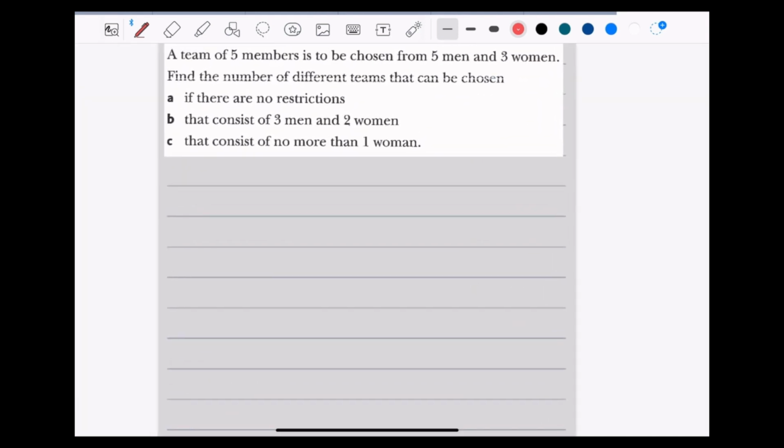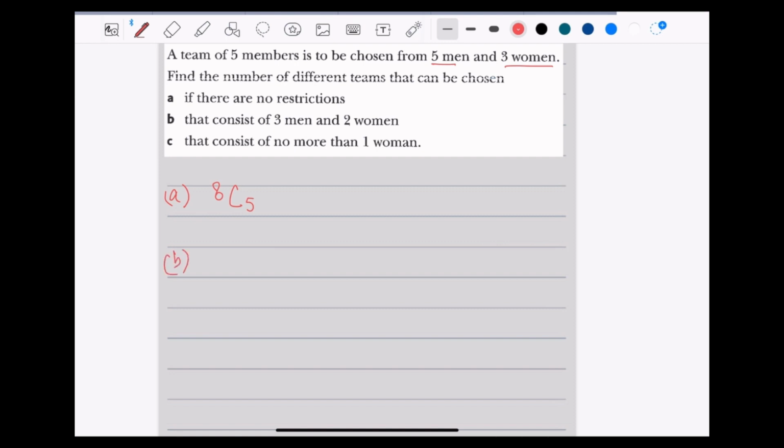So let's see, a team of 5 members is to be chosen from 5 men and 3 women. The number of teams that can be chosen if there are no restrictions. When there is no restriction on how many men or women, anyone can be a part of that committee. So we take total members, which are 8, and select 5 members. 8C5 will be all the possible ways, one of which would be all 5 men being in the committee.